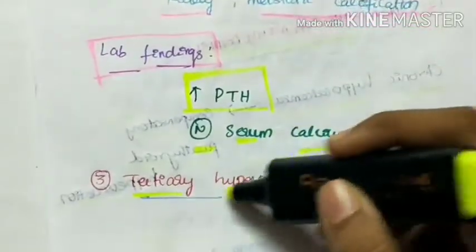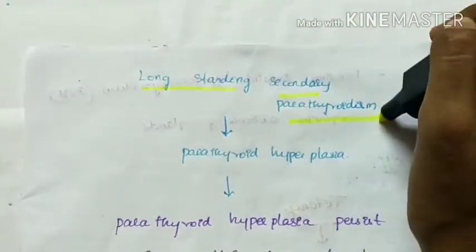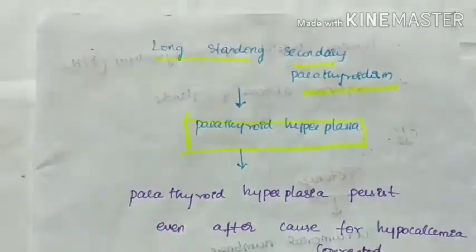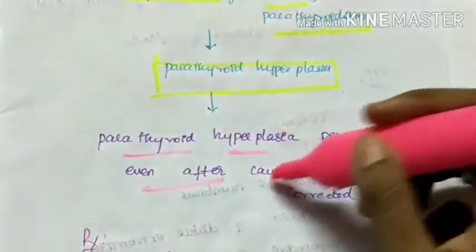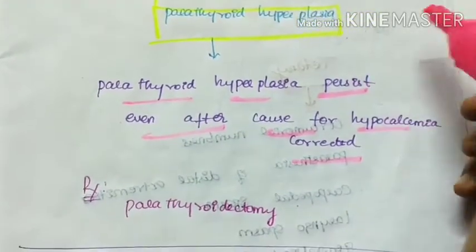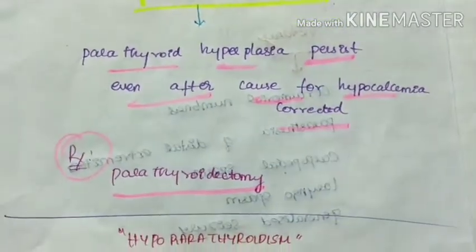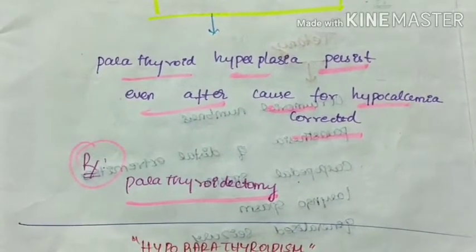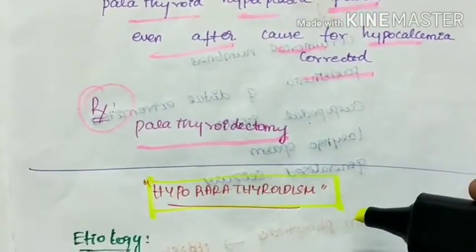Next is tertiary hyperparathyroidism. And there is long-standing secondary parathyroidism. There is parathyroid hyperplasia. So when this parathyroid hyperplasia persists even after cause for hypocalcemia is corrected, this leads to tertiary parathyroidism. Treatment for this is parathyroidectomy. So we have seen about the hyperparathyroidism, which is primary, secondary and tertiary. Now let's see about the hypoparathyroidism, decreased levels of parathyroid hormone.